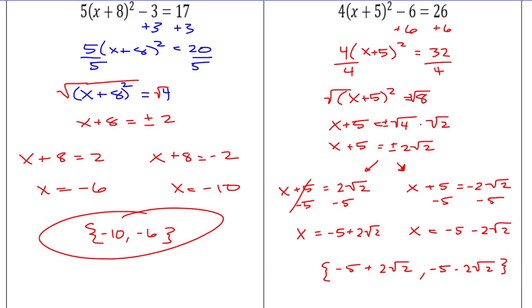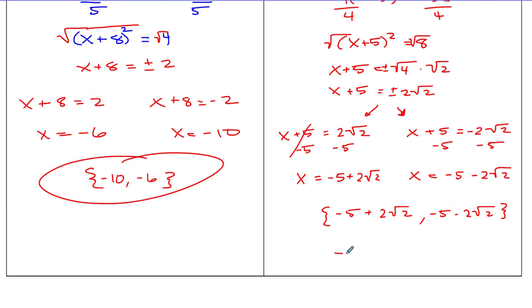And to be fair, if you really wanted to, you could leave this as negative 5 plus or minus 2 radical 2. You might see this syntax somewhere along any type of additional resources you might be tapping into, because it is highly encouraged to look at other people's math, not just my own.